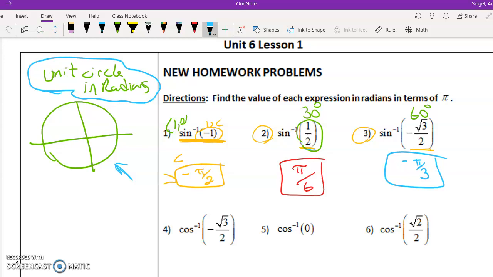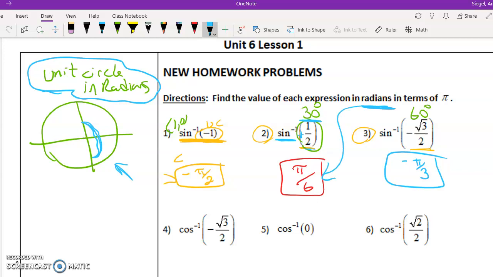Think about your hand trick too. What value of sine or what reference angle will give you a sine of 1/2? If you think about your hand trick, that's going to be a 30-degree reference angle. Okay, so sine is only in these two quadrants here. So it's either going to be positive 30 degrees or negative 30 degrees. Because this is positive, it's going to be positive 30 degrees, which in radians is pi over 6.